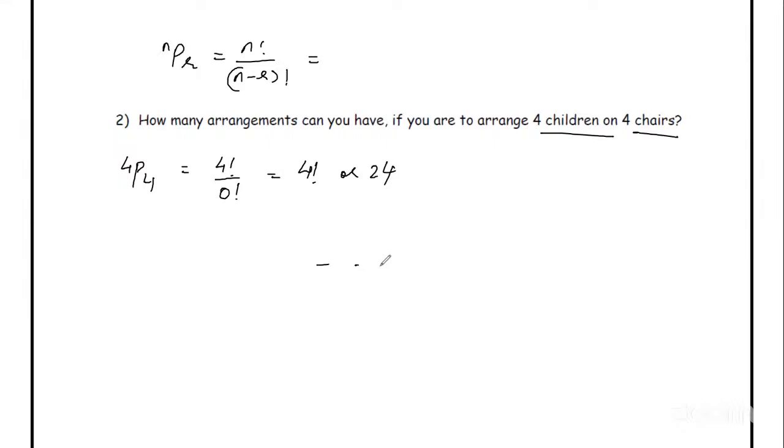And if you were to use the dash method, remember, put 4 dashes because there are 4 chairs. On the first chair, any one of the 4 children can come. One child sits, so 3 options remain for the second chair. Second kid sits, so now there are 2 children remaining. So the third chair, any 2 options, and on the fourth chair, the last child sits in. So 4 into 3 into 2 into 1, which is 24 ways to arrange 4 children on 4 chairs.